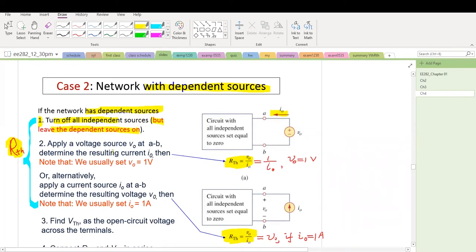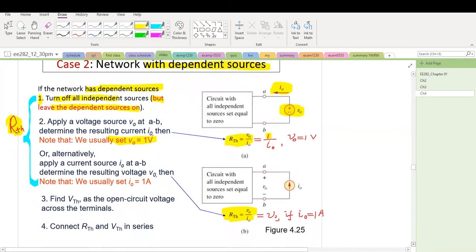Then we add external voltage source or external current source. So if we add external voltage source, we want to add a V0 here. Normally we choose V0 equals to 1 volt for simplicity. Then we calculate I0. RTH equals V0 divided by I0. If V0 equals to 1, so that equals 1 over I0.